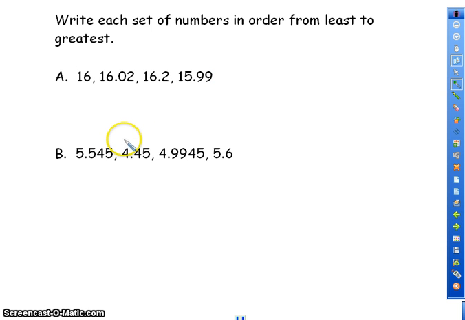Now we're going to write each set of numbers in order from least to greatest. Now the same process as before. We're going to line up the numbers, we're going to compare them, and as we find our smallest number, we're just going to put it out first.